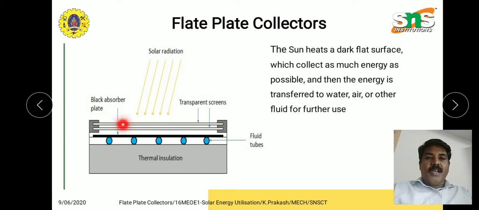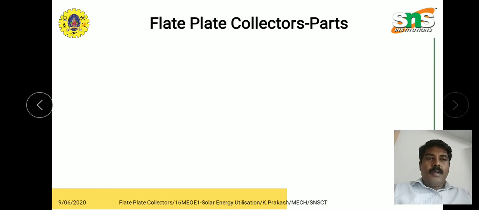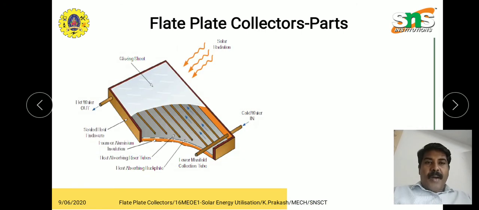This is fixed in a particular position. It cannot be moved. So when the sun is here, we can get the solar radiation directly. So when the path is differing, we can't get the solar radiation all the day, throughout the day. So this is the major drawback. And let us see the main parts here.